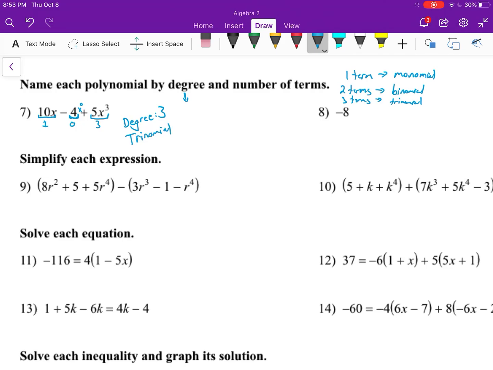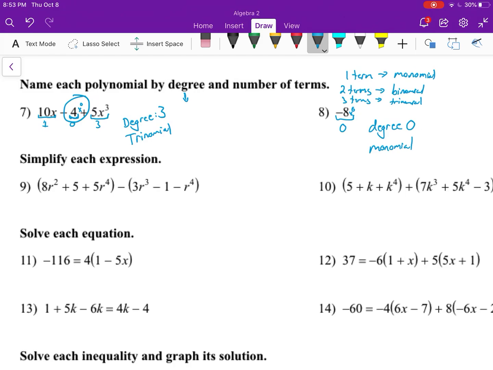Number 8, the number is just -8. Well, the degree of this one, kind of like over here with the -4, is just 0 because this is x to the 0. So the degree is 0, and there's only one term there. So it's a monomial. So it's as simple as that.